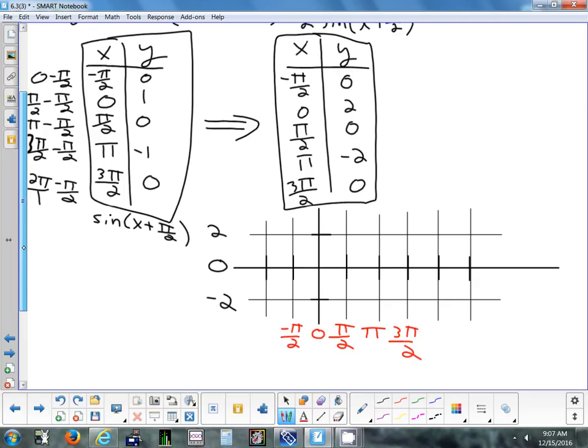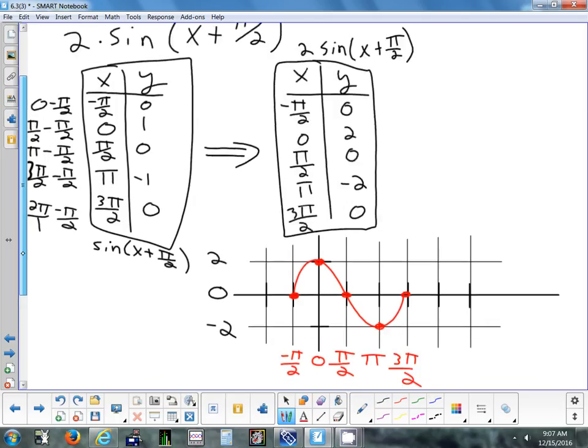So we got negative pi over 2, 0, 0, 2, pi over 2, 0, negative 2, and back to 0. There's my graph. What's the amplitude here, if I asked that question? Amplitude is 2. What about the period?